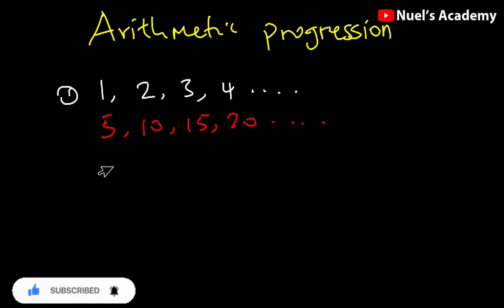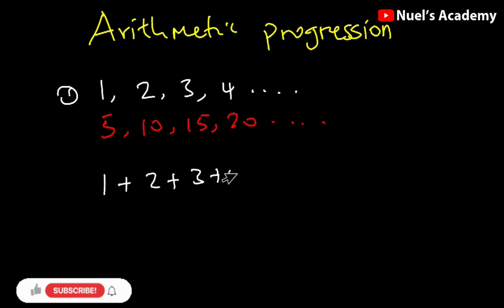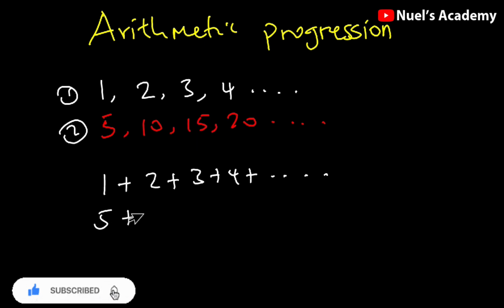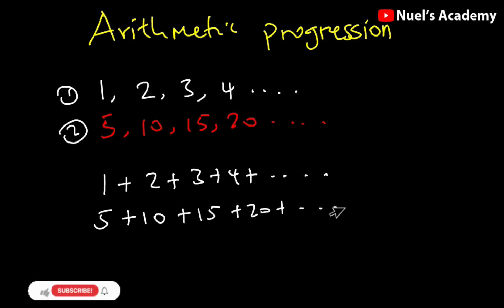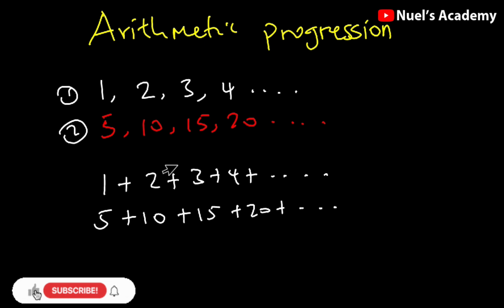Now, how about series? Series is the summation of terms of a sequence. For example, the series equivalent of the above sequences: for the first example, we have 1 plus 2 plus 3 plus 4 and so on. Now, the series equivalent of the second example is going to be 5 plus 10 plus 15 plus 20 and so on. So this is simply what series means. The summation of the terms of a sequence is what is referred to as a series.